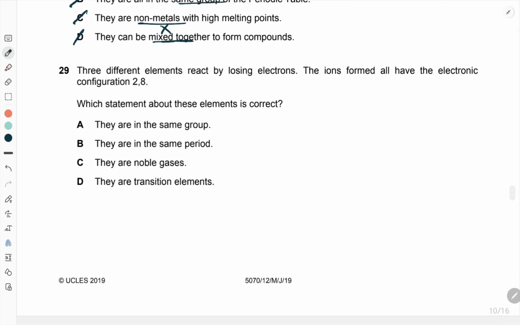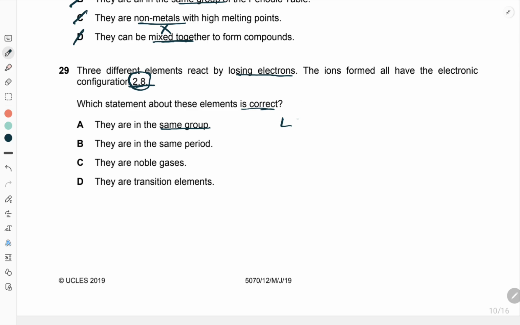Three different elements react by losing electrons. The ions formed all have electronic configuration 2,8. So three atoms all lose electrons, and after the loss of electrons, they all have 10 electrons with 2,8 electronic configuration. Which statement about these three is correct? They are present in the same group. Since they lose electrons, they surely are metals.